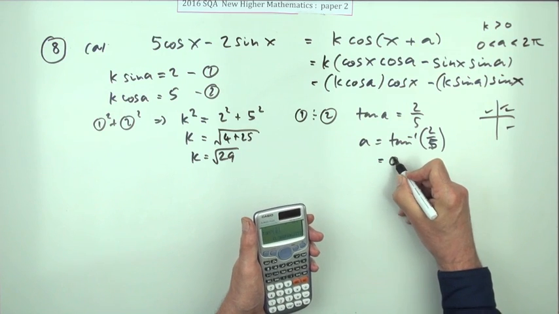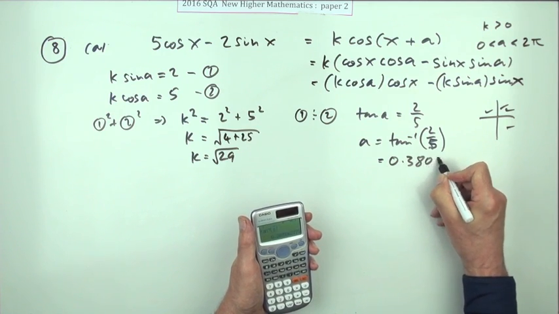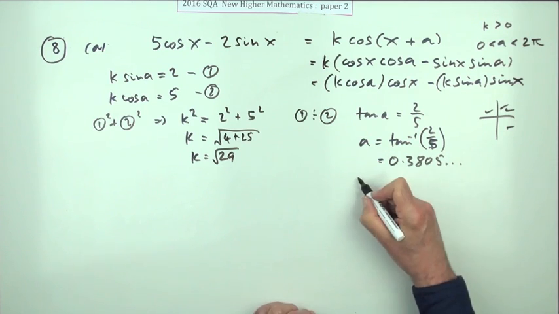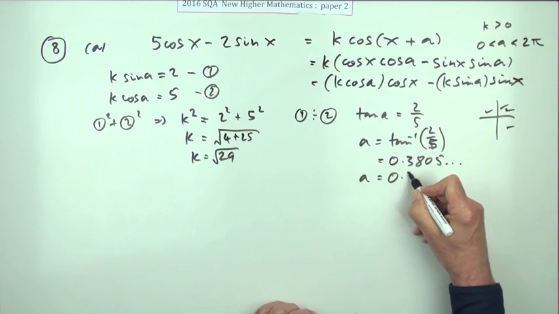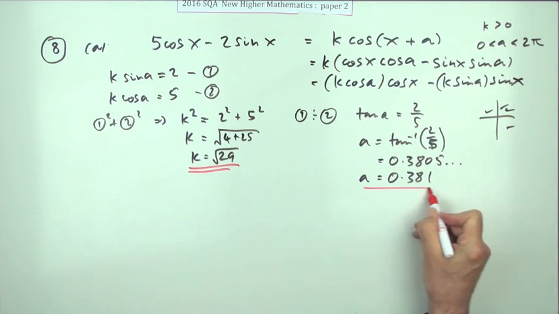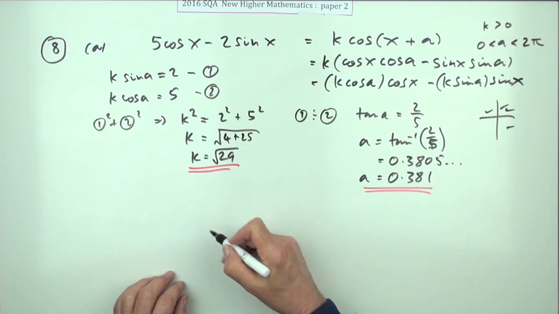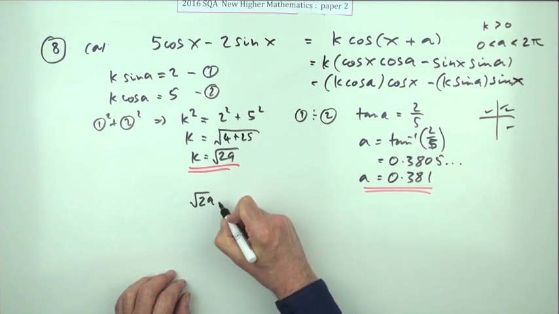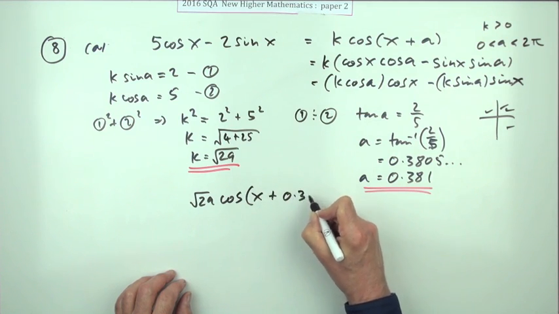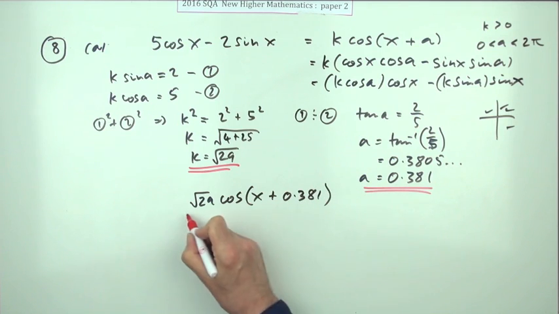And that comes up as 0.3805 and so on, and a bit. So that means I'm going to use A equals 0.381. And then putting it all together, that means you've got root 29 cos of x plus 0.381.